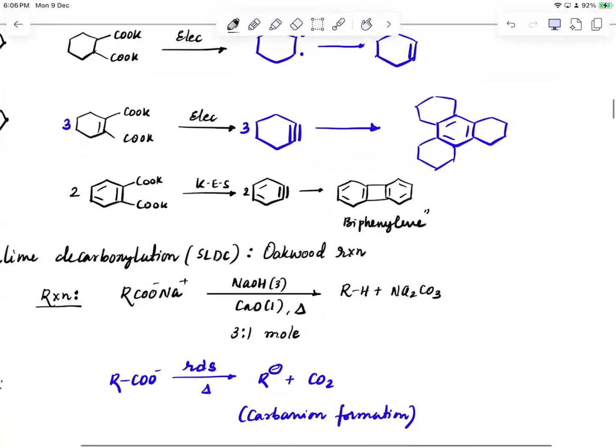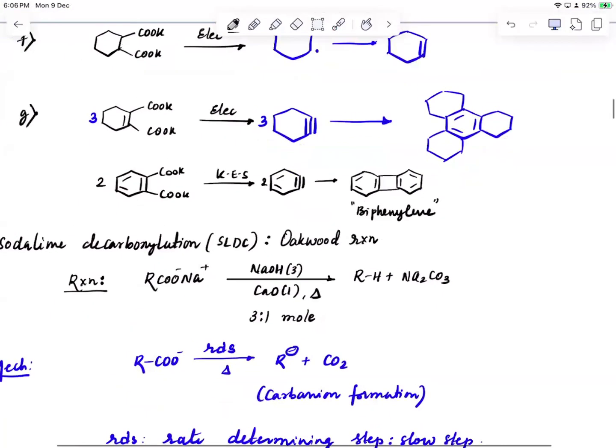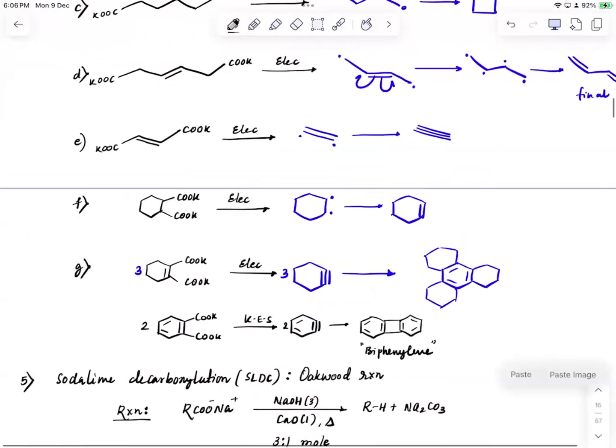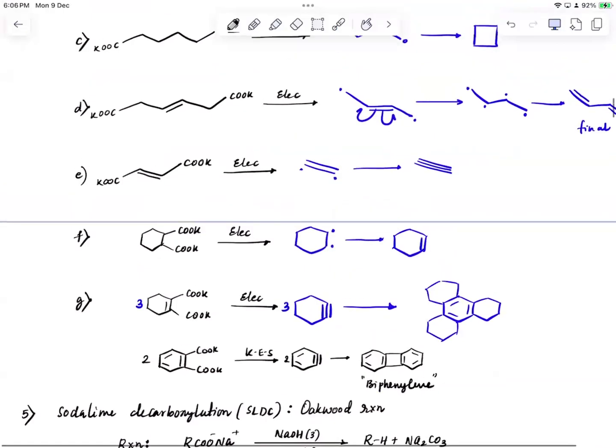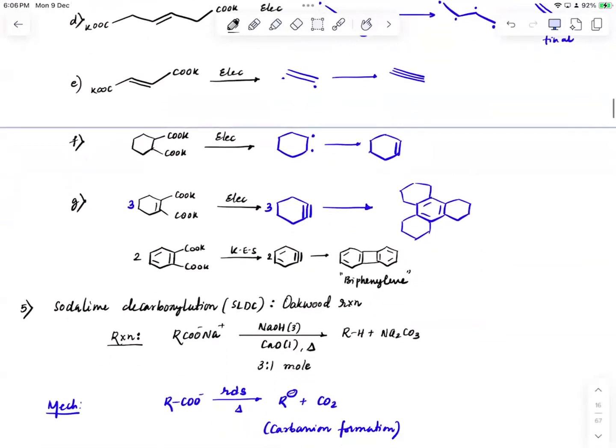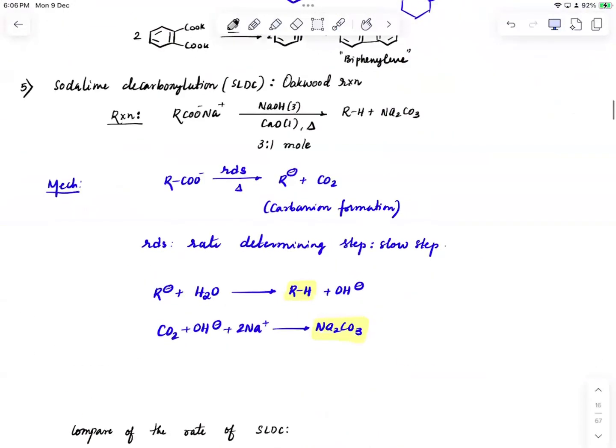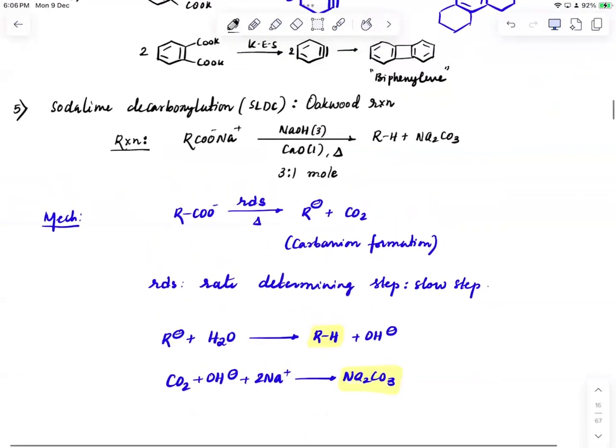Biphenylene. So this is how the biphenylene is being formed. Okay, so I guess the coal-based electrolysis is clear now, right? Yes, sir. Next, check out what is soda lime decarboxylation, also known as the Oakwood reaction or SLDC reaction.